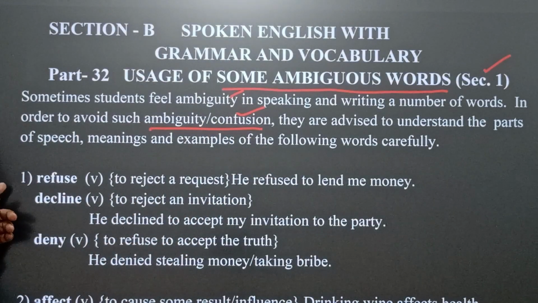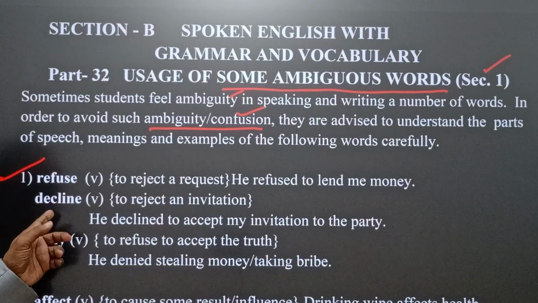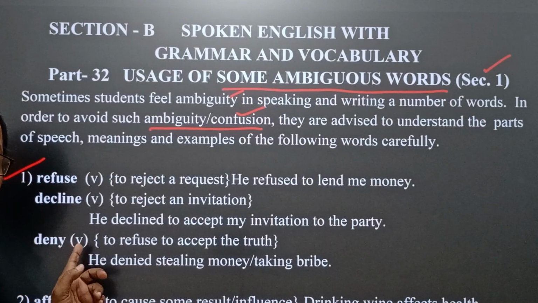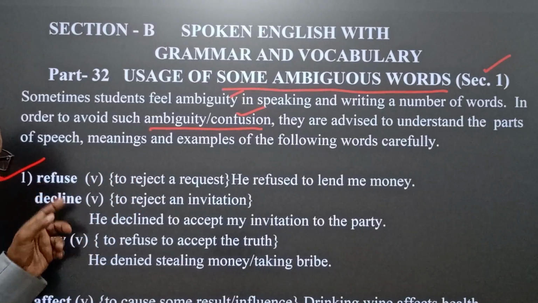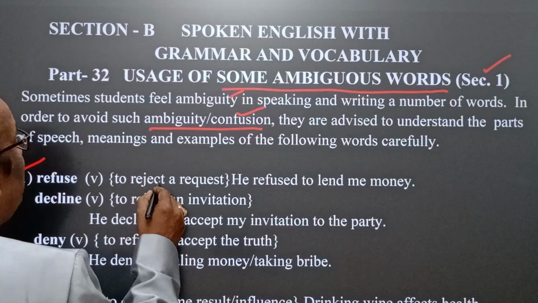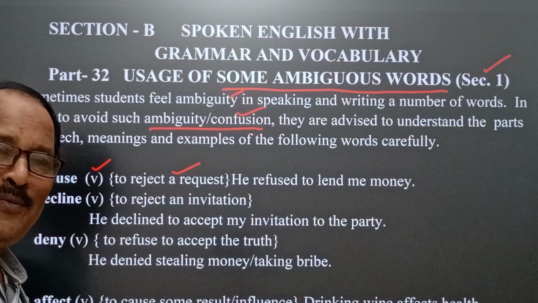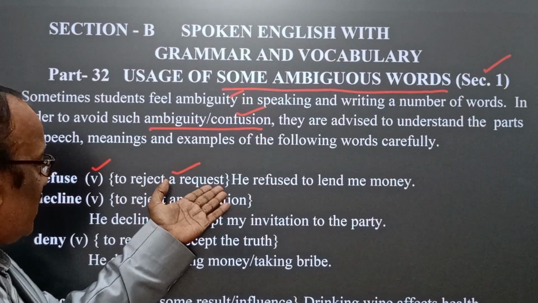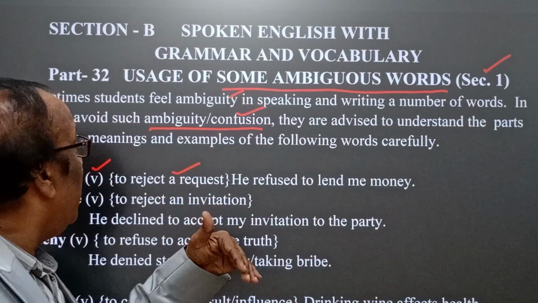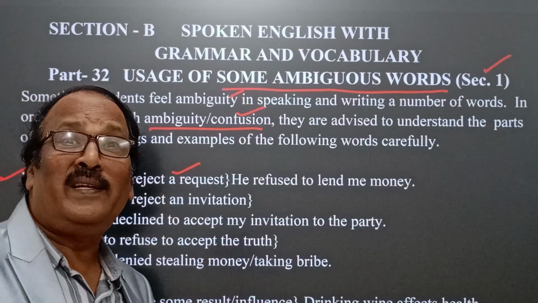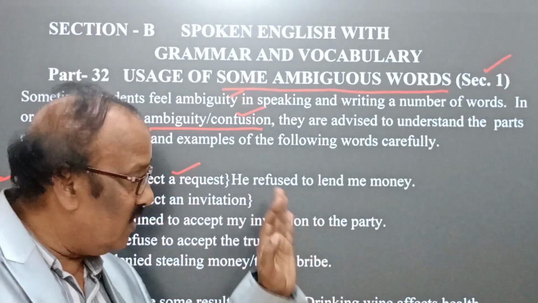Here we find the first confusing factor: refuse, decline and deny. You see here, these three words are confusing. What is refuse? Refuse is to reject a request. Yes, this is a verb, naturally, to reject a request. He refused to lend me money. It means I requested him, but he rejected my request and didn't give me any money. Okay, this is the matter.